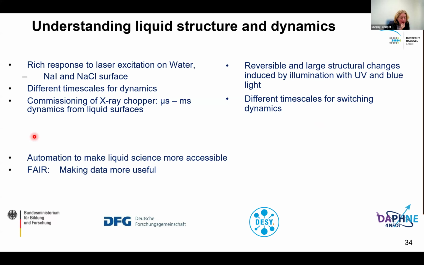When we think about what we are doing, not just on the science, but also on the experimental side, we want to build up automation to make liquid science more accessible, and to work to make the data FAIR so that we can make the data that we do have more useful.